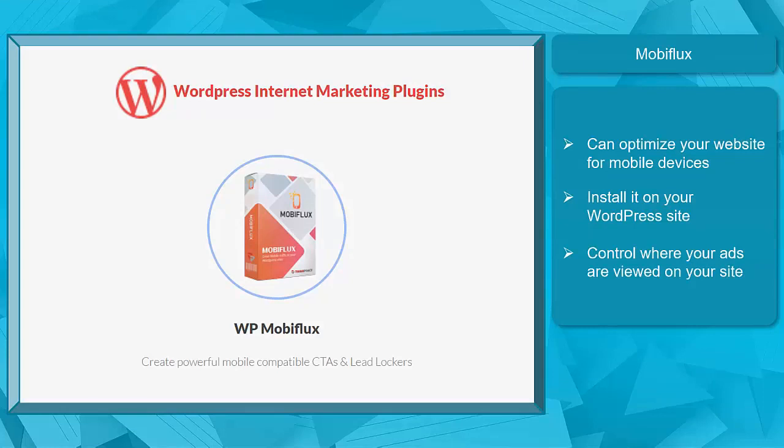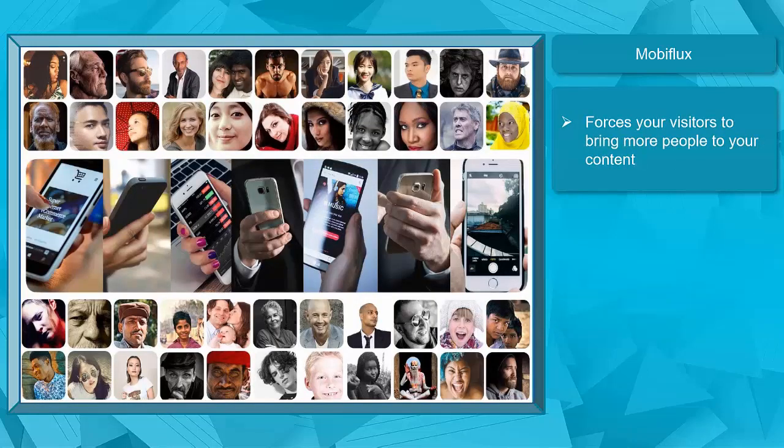Mobiflux is the app that you will need to optimize your website for mobile devices. You can easily install it in your WordPress site and set it up for your website to work on mobile devices. You can control where you can place the ads on your website. With Mobiflux, you will force your website visitors to drive more traffic to your website.